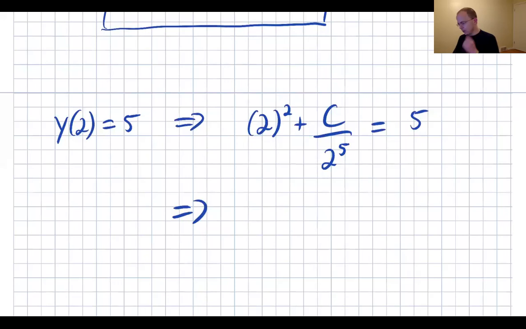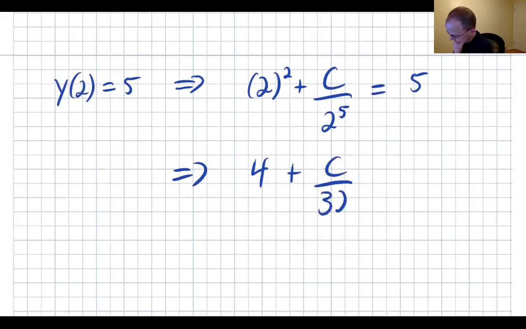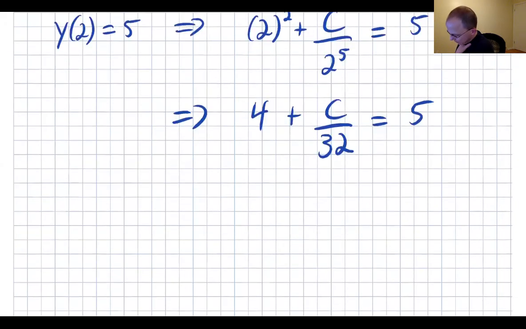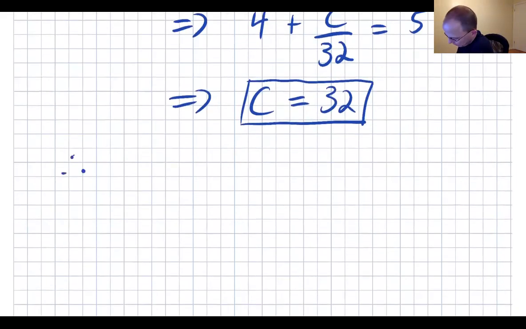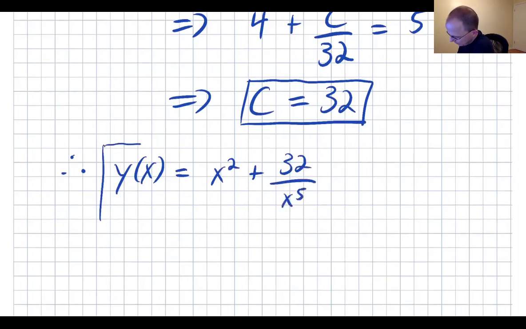All right. So let me see. Okay, this is 4 plus c over 2 to the 5th. That's going to be, I think, 32. Yeah, 2, 4, 8, 16, 32. So we get 32, and now we subtract 4 from both sides and multiply by 32, and we'll get c is equal to 32. So our constant is determined by our initial condition, and now we get our final solution. Therefore, y of x is equal to x squared plus 32 divided by x to the 5th. There we go.